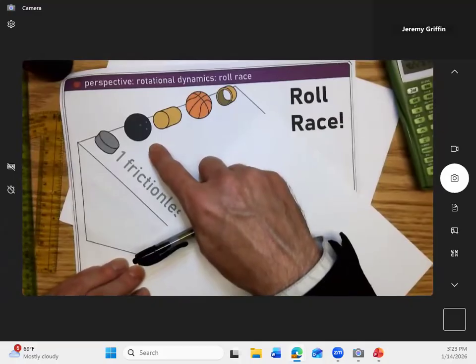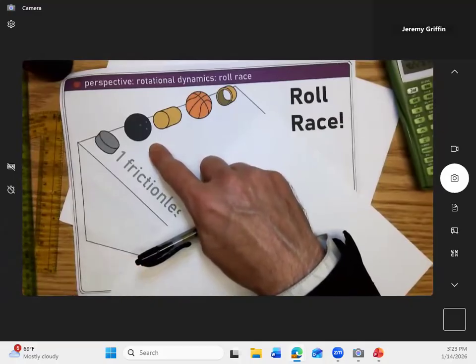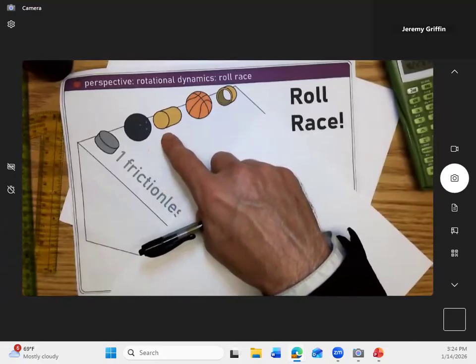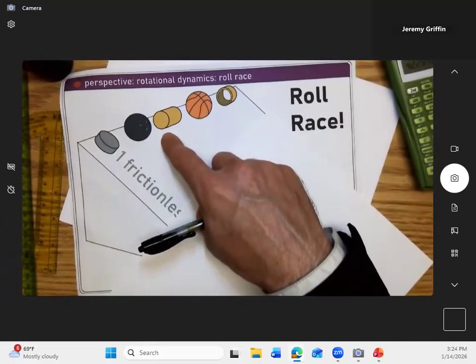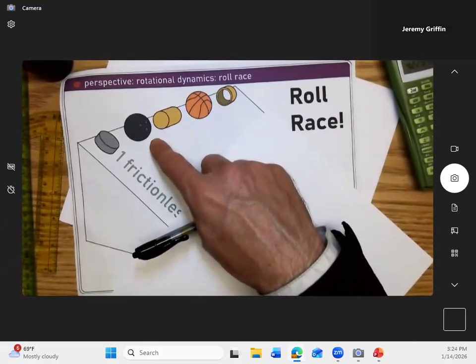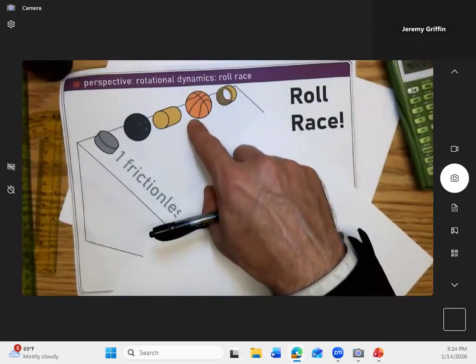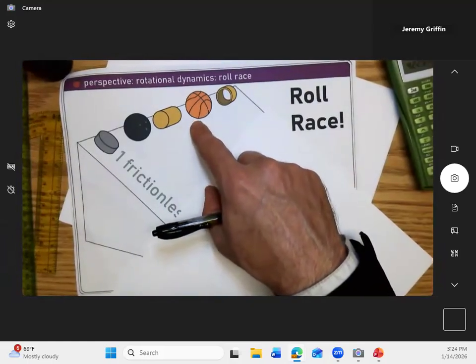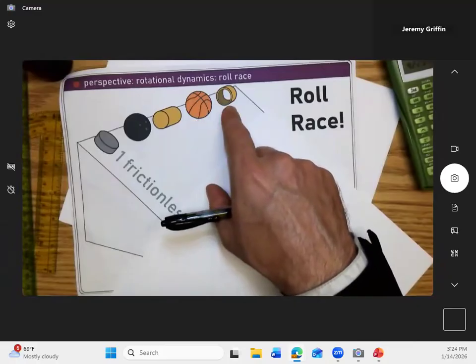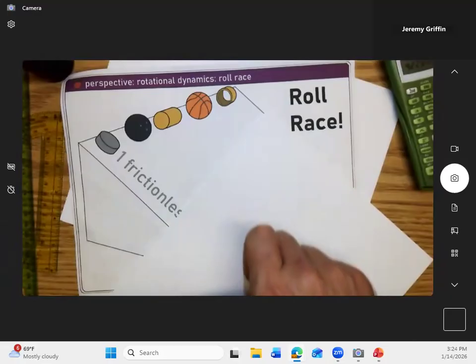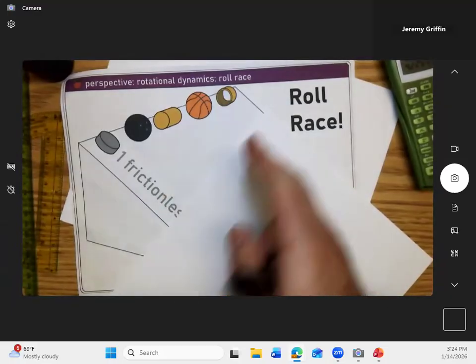Do you guys see that the bowling ball, its mass is closest to its axis of rotation in the center? And then as you go to the right, the mass gets progressively spread further out. Like the cylinder is a little more spread out than the bowling ball is. The basketball is a good amount spread out because now its mass is all on the surface, right? And the ring is even more spread out relative to its axis of rotation. Okay, right. So they're going to finish in some order.